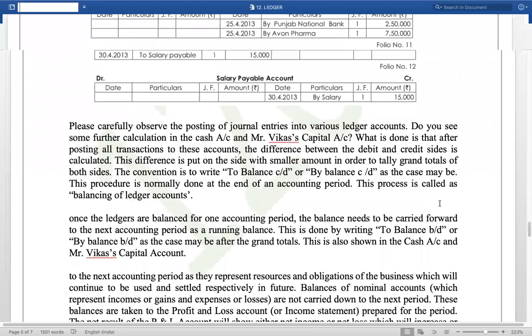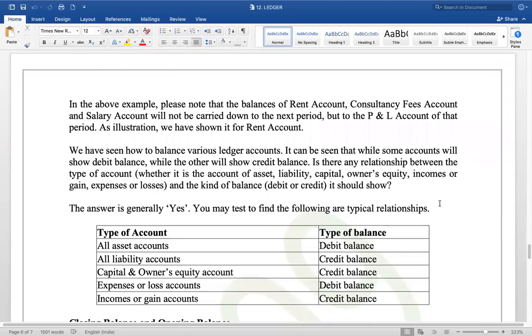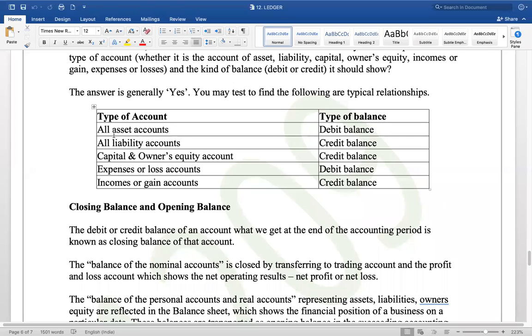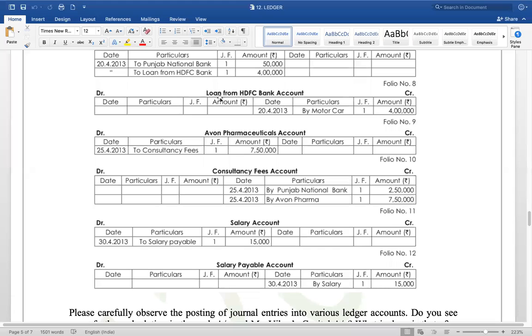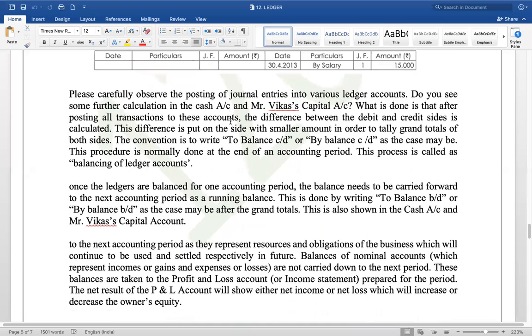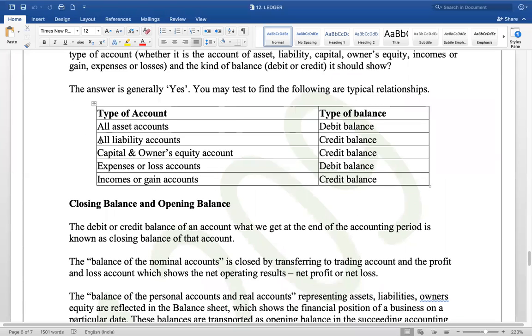Next, let's come to this. All assets accounts show a debit balance, meaning the debit side is more than the credit side. All liabilities accounts show a credit balance. Take the HDFC loan account, loan from HDFC. Look at this: on credit 4 lakhs, on debit nothing. So this is proved. All liabilities accounts show a credit balance. Credit side is 4 lakhs, debit side nothing.